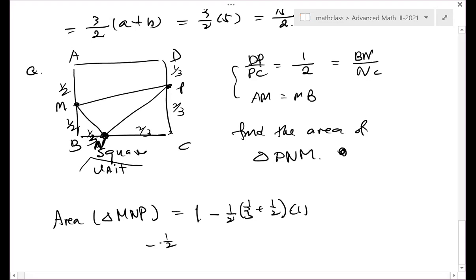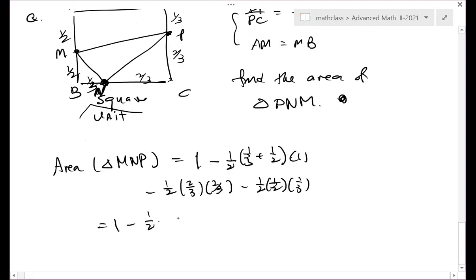And minus the area of the triangle lower right: the base is 2/3 and the height is 2/3. Minus the area of the triangle lower left: it's 1/2 and 1/3. So you get a fraction.